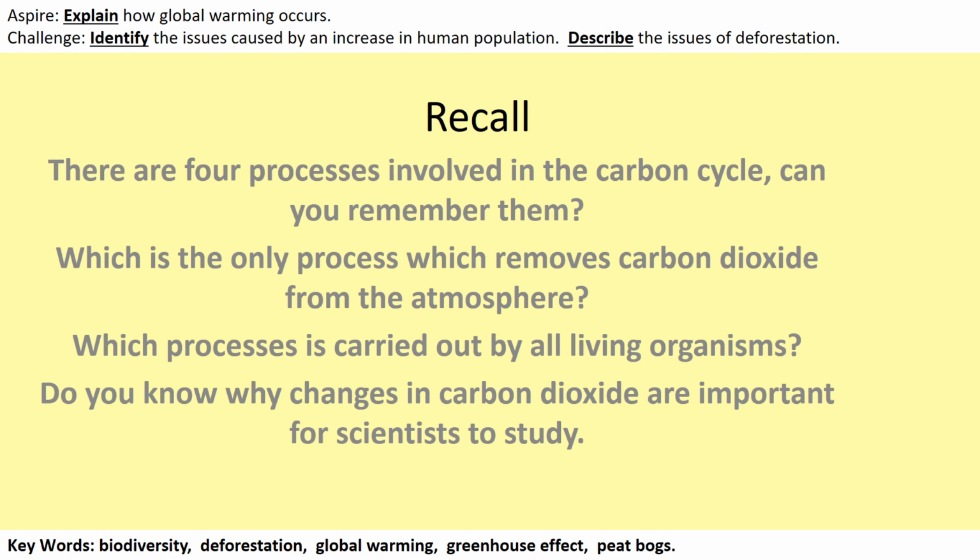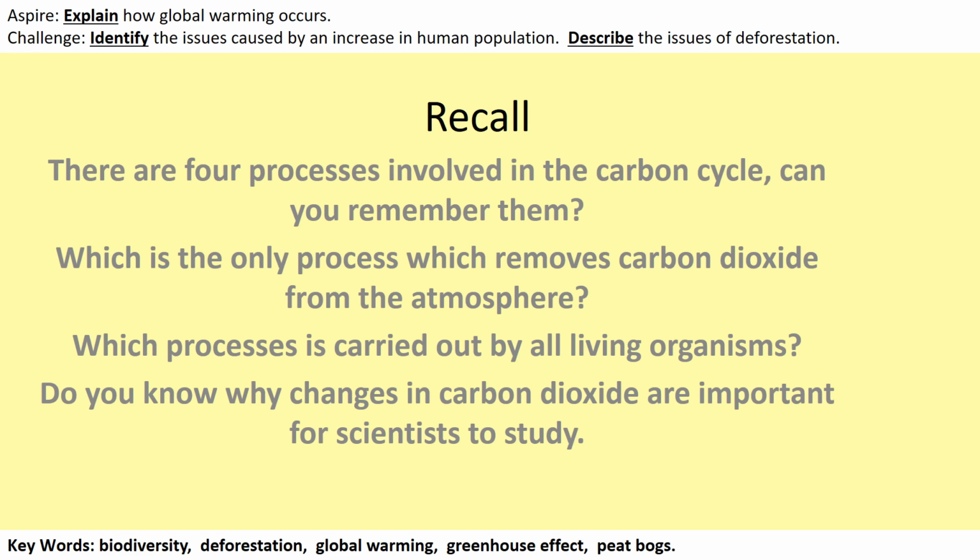This is just a recall from the last lesson that we did, which was the carbon cycle. So I'll give you a couple of minutes to read through. First question is, there are 4 processes involved in the carbon cycle. Can you remember them? Now, if you completed that last lesson, we used "people read DC comics" to try and remember those. So the P, R, D and C are the first letters of each of those processes.